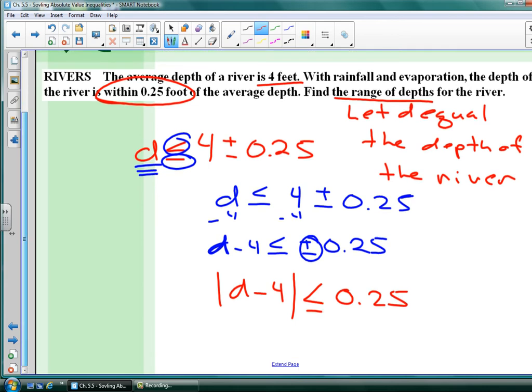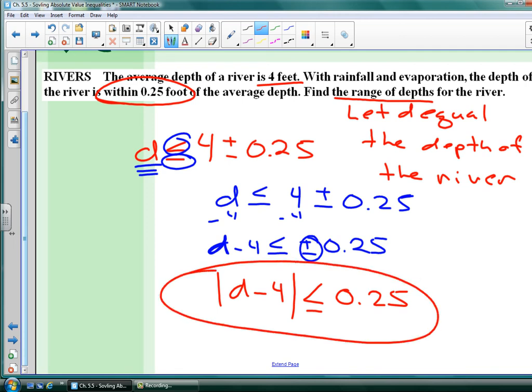So now that we've done that, we have an absolute value that we can use for this. When you write the absolute value inequality that goes with a problem like this, this is how you would write it. Now, to find the answer, we didn't have to go that far.